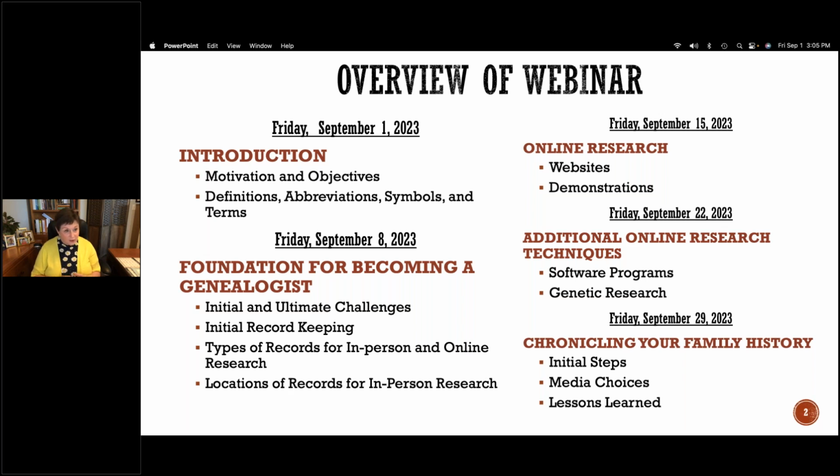In the second session next week, I will explore initial and ultimate challenges you will face, techniques and tools which you will need at first for recording your research, the types of records for which you will search in person and online, and the location of those records for in-person research. In the third session, I will discuss how to search online, and I will demonstrate how to do that. In the fourth session, I will explore the use of software programs and close the research and recordation part of the series with a discussion on how to use DNA to conduct genealogical research.